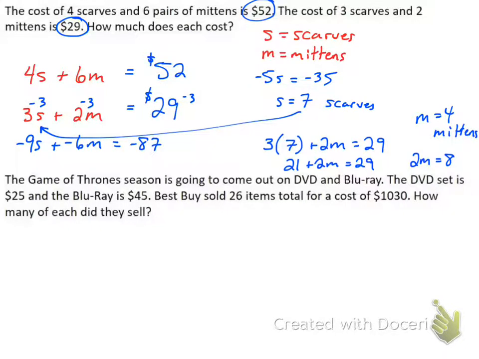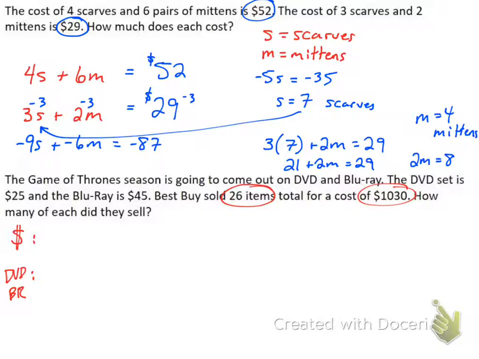And the very last one, Game of Thrones season is coming out on Blu-ray and DVD. A DVD set is $25, Blu-ray is $45. Best Buy sells a total of 26 items and a total of $1,030. So again, I know that one is going to be my dollar equation. That's one of my totals. And then this is how I draw a CD. That looks really ridiculous. I'm just going to put DVD, Blu-ray.